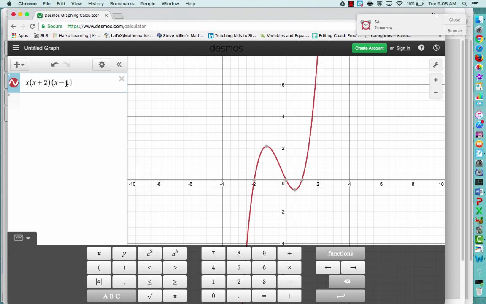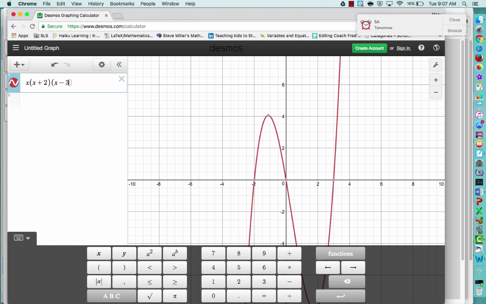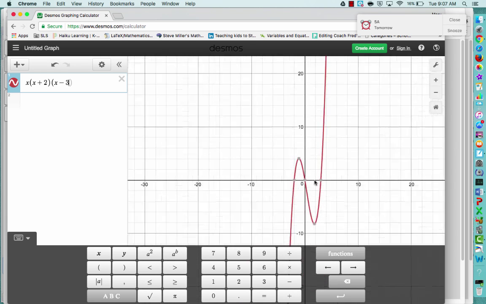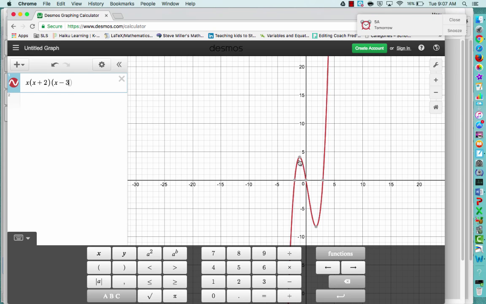So I'm going to put in the function, and does my graph look like that? Yeah, it does. Now, don't worry about this relative maximum and this relative minimum quite yet. We're going to talk about that again in a future lesson.